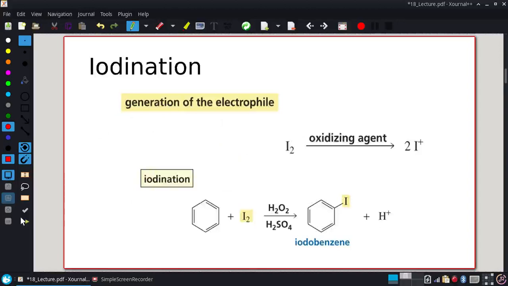Now, iodine can work a little bit differently, though. Rather than try to use a Lewis acid here, we find that we can actually make iodine into a cation by just using an oxidizing agent. And the oxidizing agent of choice is typically just hydrogen peroxide. There's some hydrogen peroxide in there with some acid, and you'll make your iodine into an I+, and then electrophilic substitution will occur.